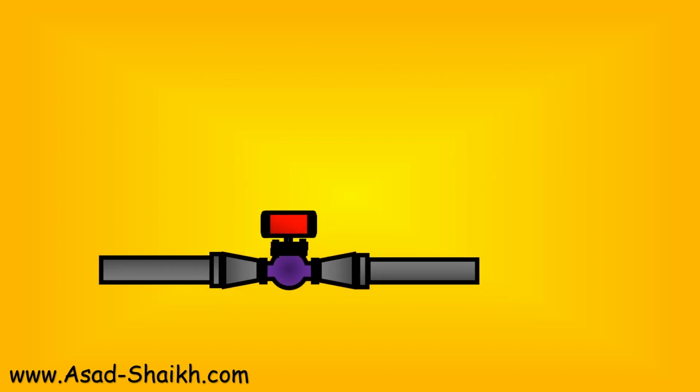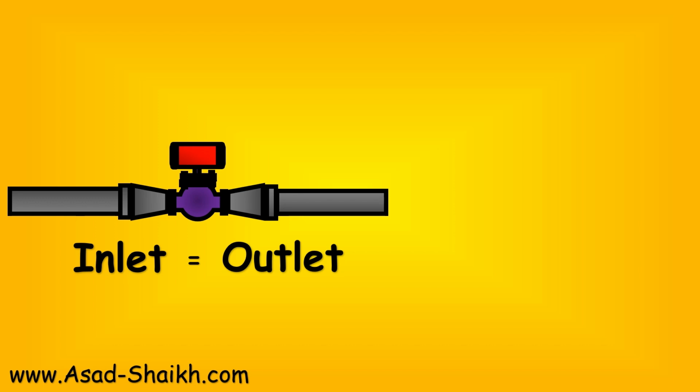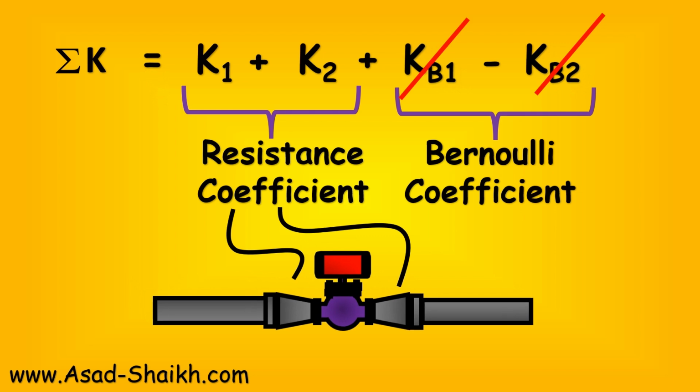Now let me tell you some very happy news. For the majority of your sizing applications, the inlet size is usually going to be equal to the outlet size of your line. That being said, your KB1 will always be equal to KB2, which is a Bernoulli factor, if you are using a concentric reducer and expander, which is used in 99% of the cases. Once we substitute this, we get to know that KB1 and KB2 will cancel each other out. So we are just left with K1 and K2.